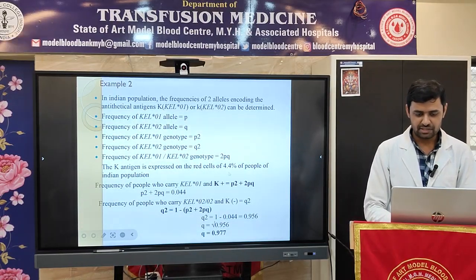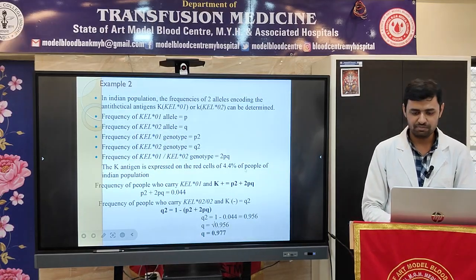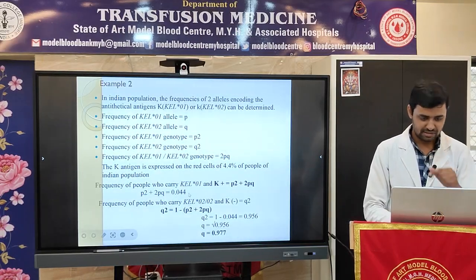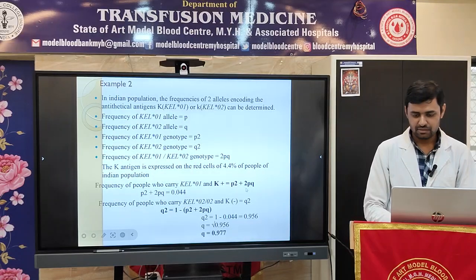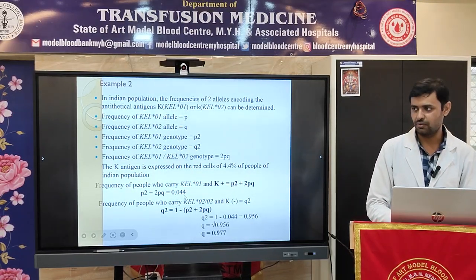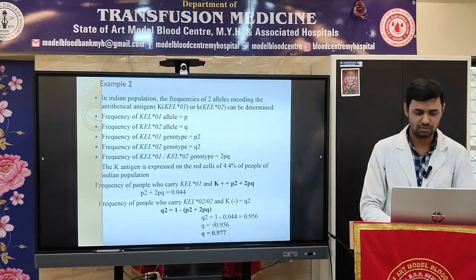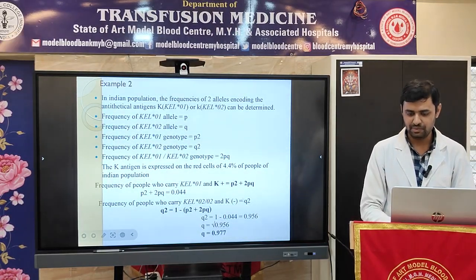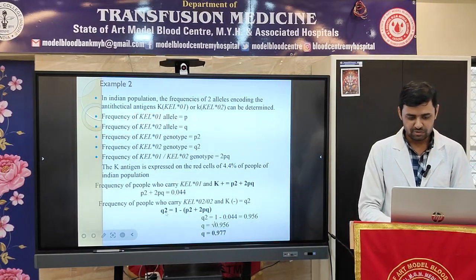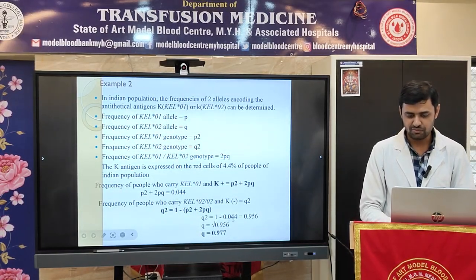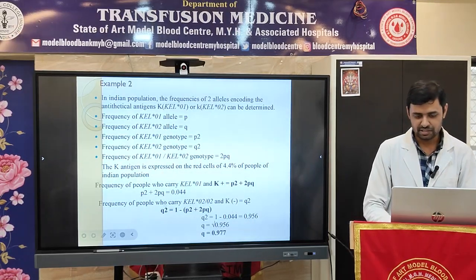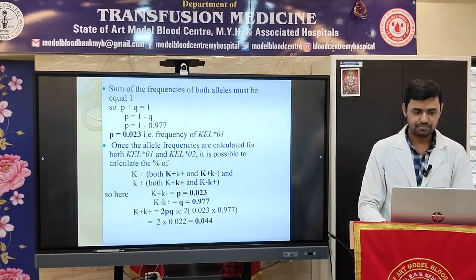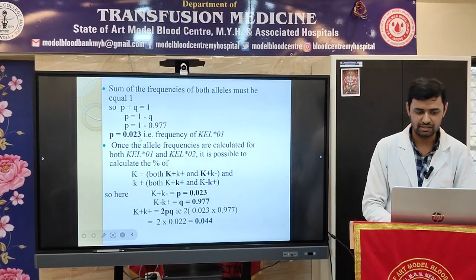Now, we know that in the Indian population, the K antigen is expressed in 4.4% of people. So by this, we can consider that KEL1, or K positive, will be p square plus 2pq, and that will be 0.044. The percentage is converted into a unit fraction. KEL2, that means the recessive one, will be K negative, and we know it is q square. Then q square will be 1 minus the dominant one. So 1 minus 0.044 is equal to 0.956. By this formula we can conclude that q is equal to 0.977. From this we can calculate the p value. 1 minus 0.977 is 0.023.